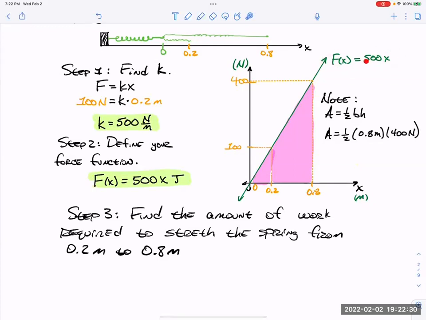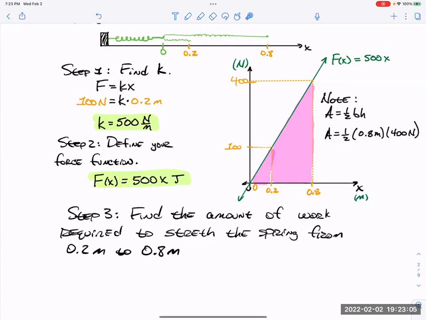Because this function is 500x, right? So what's 8/10 of 500? When x is 0.8, f will be 0.8 of 500, which is 400. That's how I knew that point was 400. And for 0.2, 2/10 of 500 is 100. This was the given information: when you stretch the string 0.2, the force was 100 newtons.